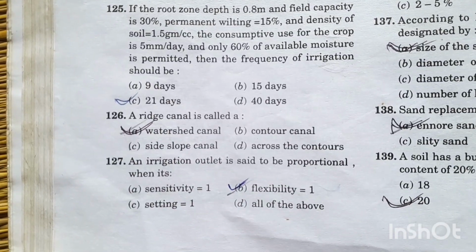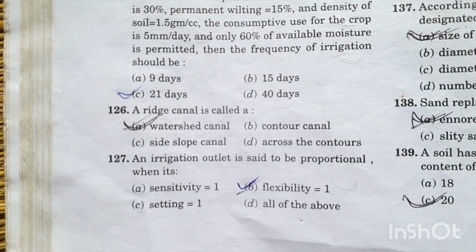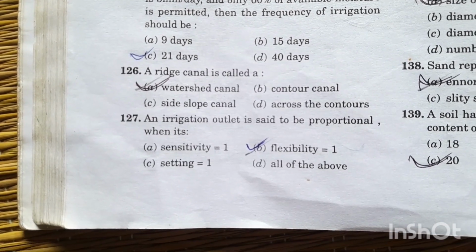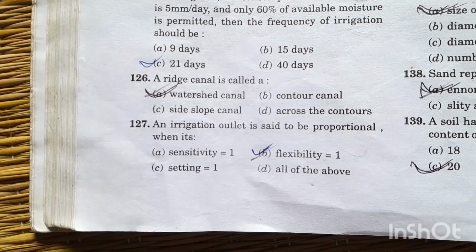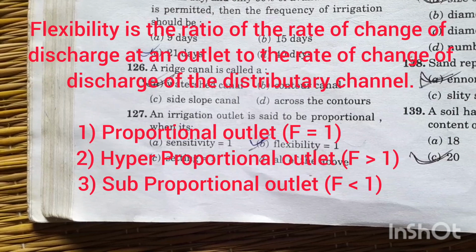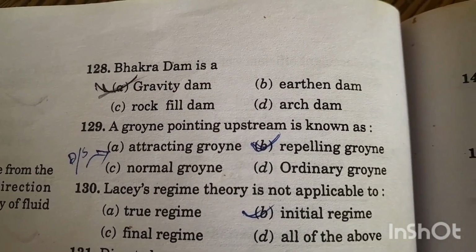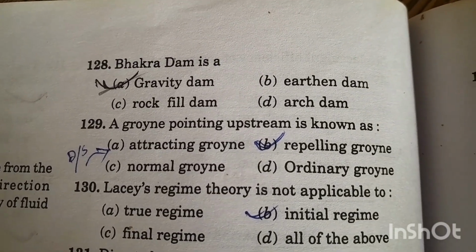Question number 126. A ridge canal is called a watershed canal. Option A is the right answer. Question number 127. An irrigation outlet is said to be proportional when its flexibility is equal to 1. Option B is the right answer. Number 128. Bhakra Dam is a gravity dam. Option A is the right answer. Situated in Himachal Pradesh, North India.